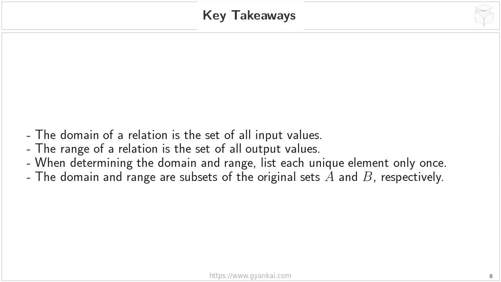Finally, and this connects back to how we defined relations initially, the domain and range are actually subsets of the original sets we started with, sets A and B. Remember, set A was the set of all possible first elements, and set B was the set of all possible second elements. The domain will always be a part of set A, and the range will always be a part of set B. It might not include all the elements of A or B, but everything in the domain and range must also be found within those original sets. Let's recap what we've learned about domain and range with these key takeaways.